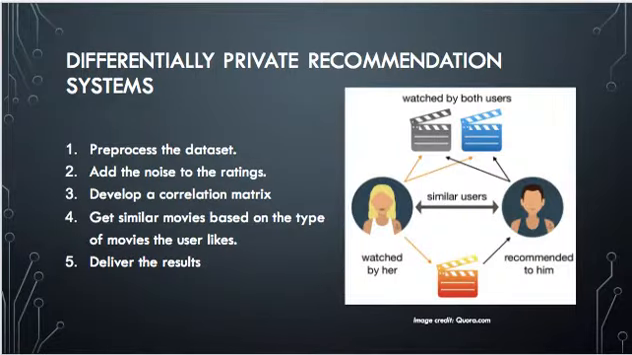Differentially private recommendation systems. To develop a system like this, we're going to be following 5 steps. Number one is to pre-process the dataset. Two, add noise to the ratings. Three, develop a correlation matrix. Four, generate similar movies based on the type of movies the user likes. And at the very end, we're going to deliver the results.